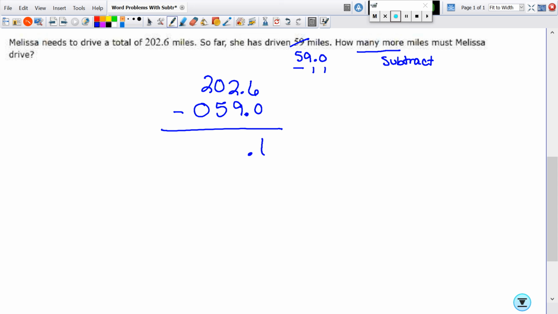6 take away 0 is 6. 2 take away 9, you can't do that. So you've got to borrow 1 from the 20, make it 19. And that 1 that you borrowed comes over here. So 12 take away 9 is 3. 9 take away 5 is 4. And 1 take away 0 is 1. So she has 143.6 more miles to drive.